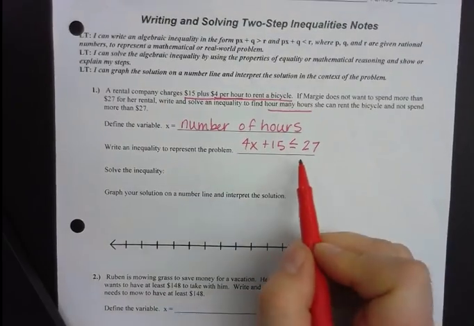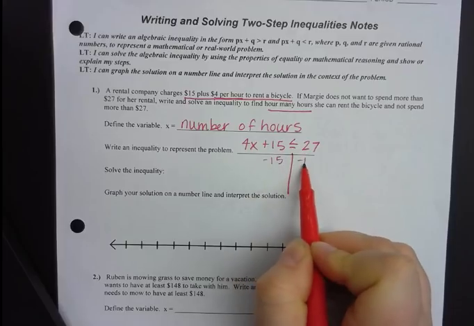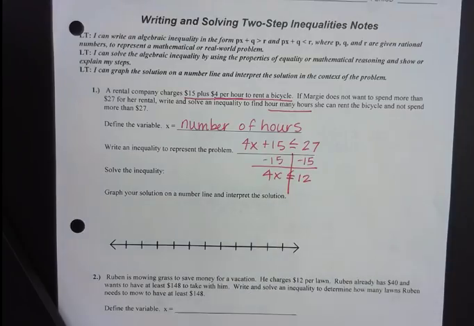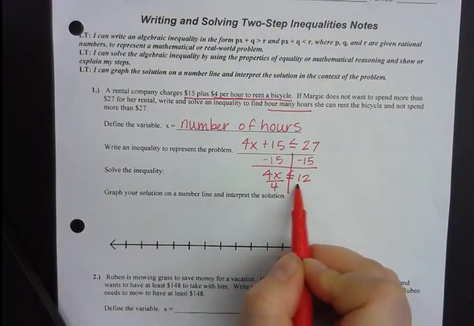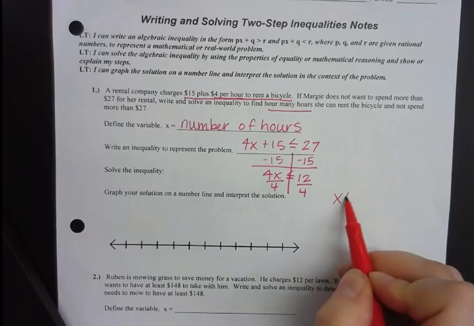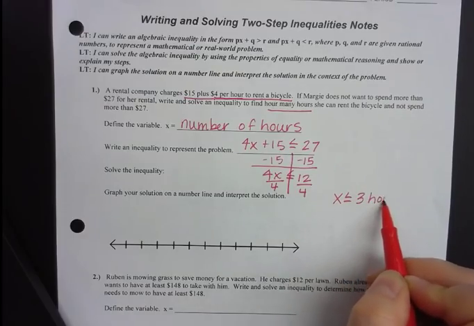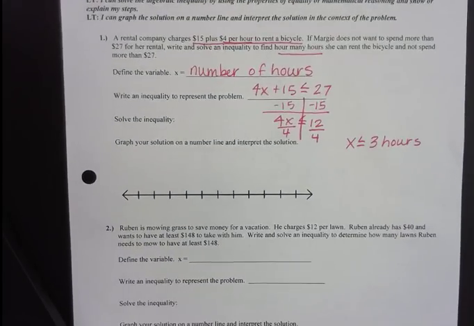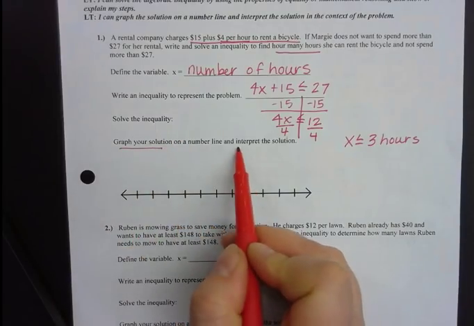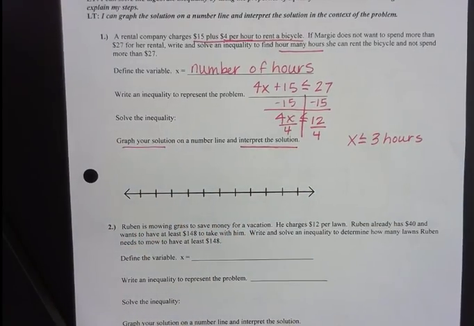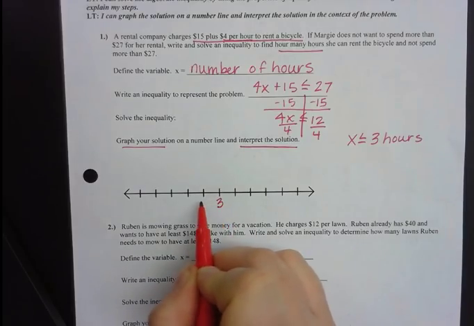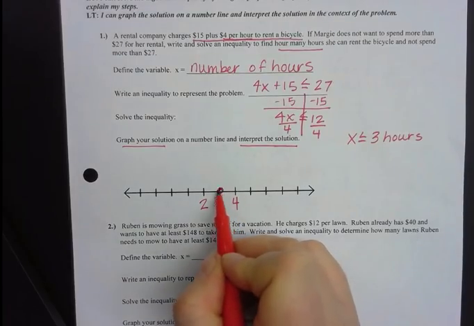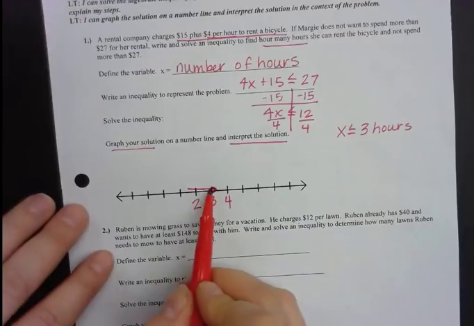So now we can go ahead and solve our inequality. So we subtract our 15. So 4x is less than or equal to 12. I'm going to divide by 4. So x is going to be less than or equal to 3 hours. And then it says graph your solution and interpret the solution. So we'll start with graphing it. So we have our 3, 2, got to have 3 numbers on our number line. It could be equal to 3 hours or less. So I'm going to shade below.